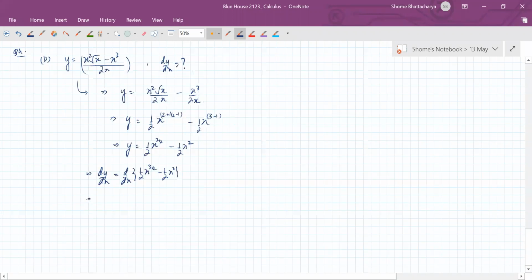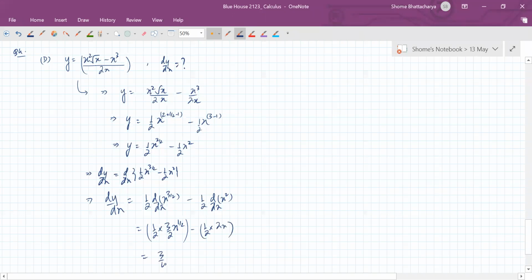Okay, so just complete this. So this will become 1 by 2 taking the constant outside, differentiation of x to the power 3 by 2, minus again take the constant 1 by 2 outside, differentiation of x square. So that is 3 by 4 root x minus x. This should become the derivative or the differentiation.